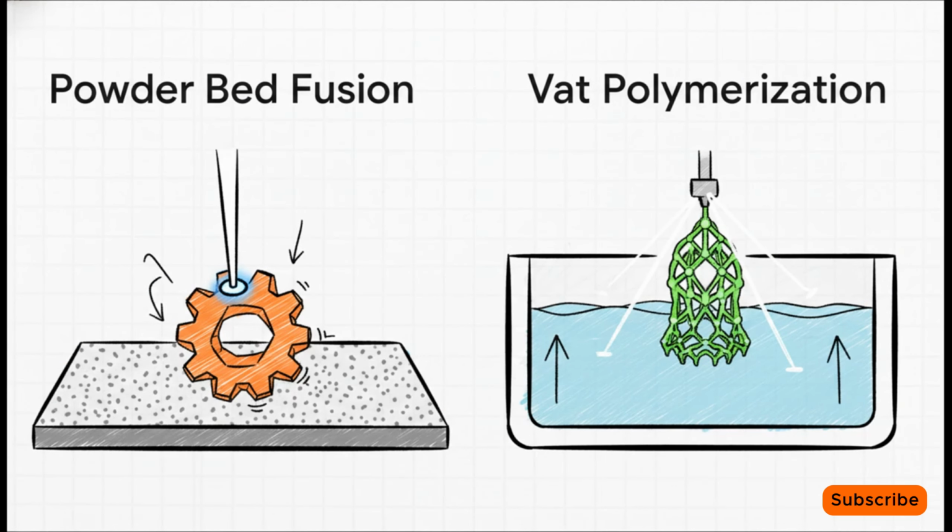And there's an entire arsenal of techniques making this miniaturization possible today. We have powder bed fusion, which uses lasers to meticulously melt and fuse microscopic metal powders layer by layer to build impossibly complex internal geometries. Then there's vat polymerization, using techniques like two-photon polymerization to sculpt completely custom submicron optics right out of liquid resin.